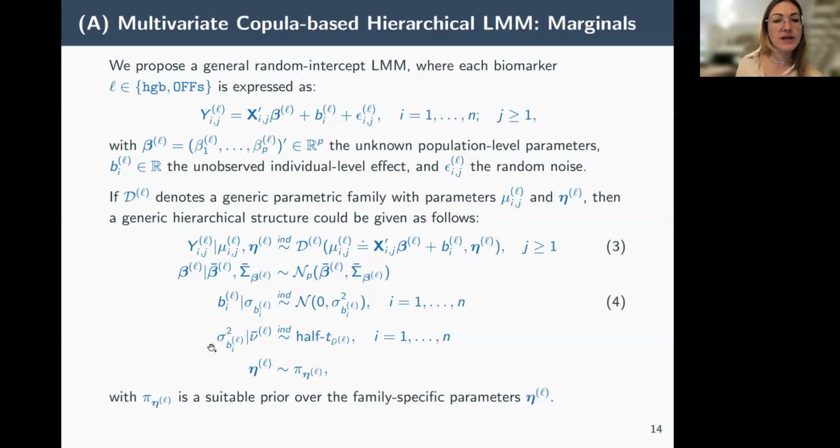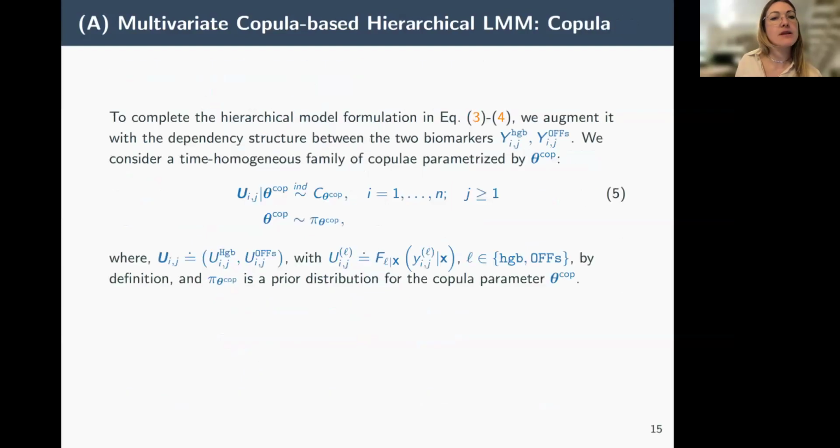for example, here, this is the variance of the individual level effects. For this, we propose a half T distribution, which is basically defined on the positive values, and some suitable prior over the specific family parameters eta. This, of course, will depend on the family that you take into account. So if you account for a normal distribution, this can be the standard deviation or the variance.